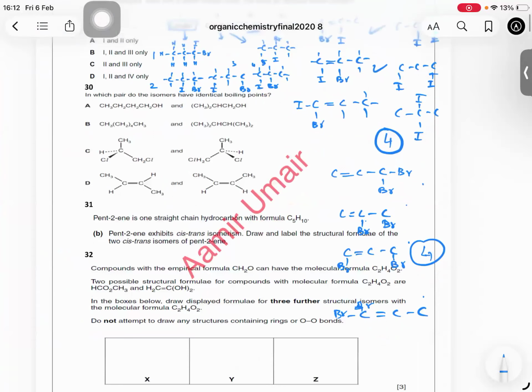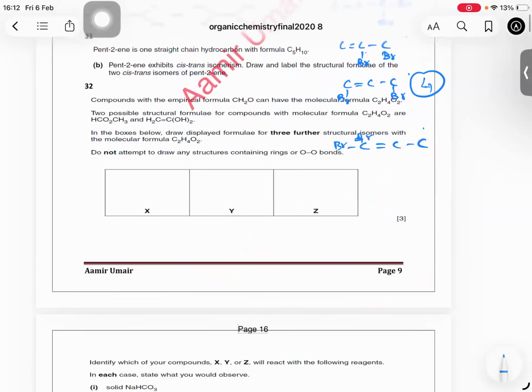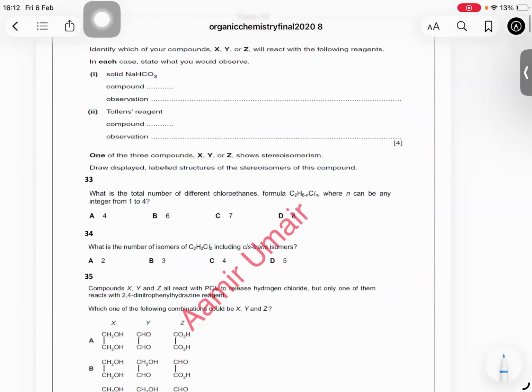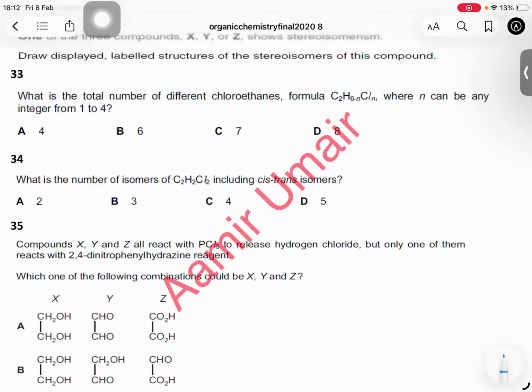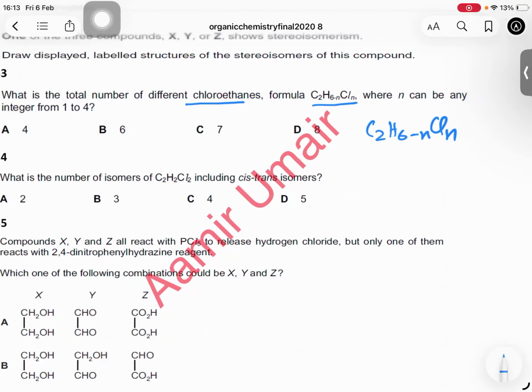Okay, next. Should I move on? Yes, sir. Okay, now this is the last question before we move on. Now look at this question. Read it carefully, bacho. Kind of maths involved. What is the total number of different chloroethanes with the formula C2H6-nCln? Can you write this formula with you? C2H6-nCln. And he's asking us where n is 1 to 4.